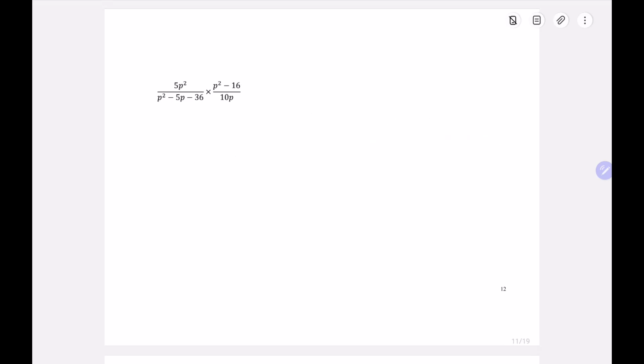So next we're given 5p squared all over p squared minus 5p minus 36 times p squared minus 16 all over 10p. If we look at labeling them a, b, c, and d, we don't have to do anything with a and d, we just have to factor b and c. So for b, we have p squared minus 5p minus 36. If we look at the form, we can see that it's an x squared plus bx plus c, and so we can go straight to our factored form, and we can see that we would have a positive 4 and a negative 9.